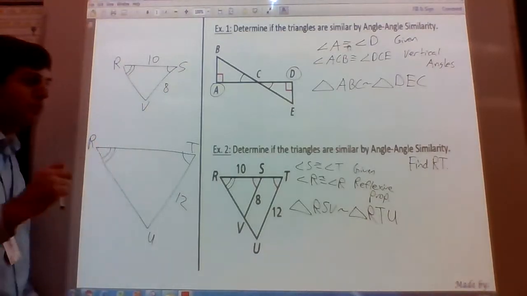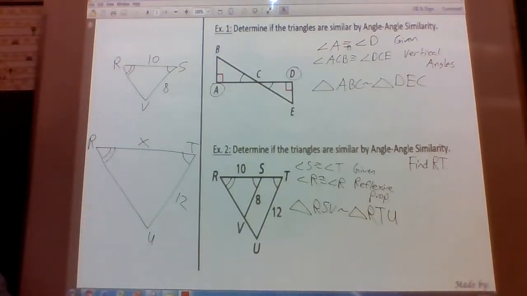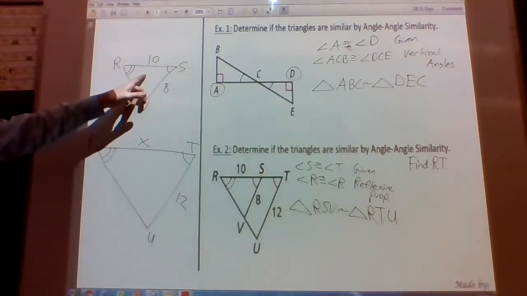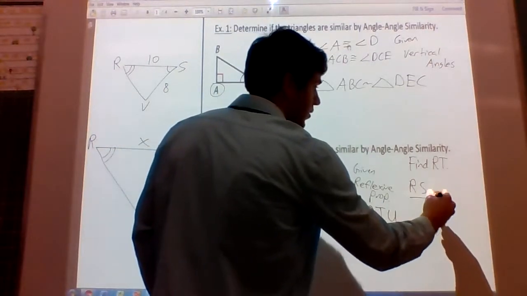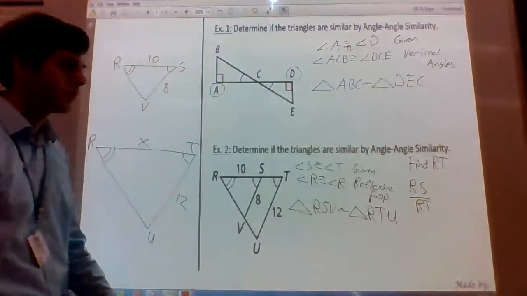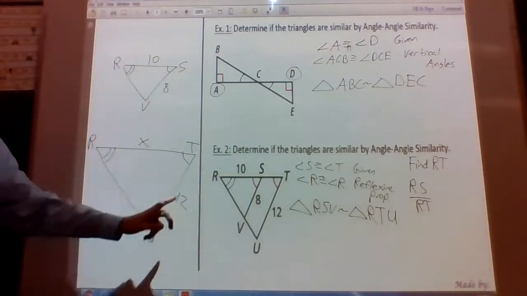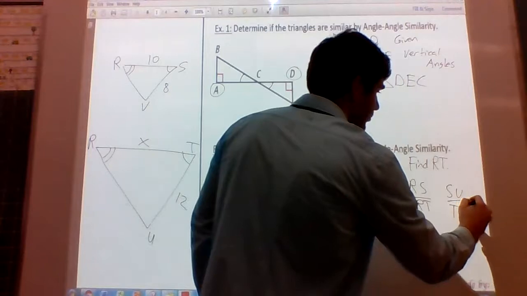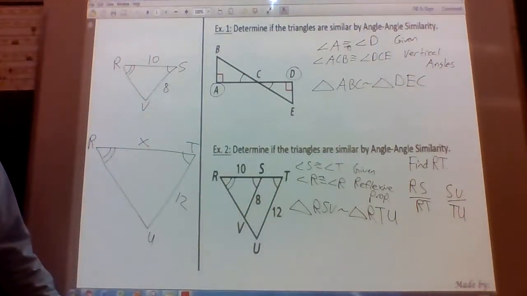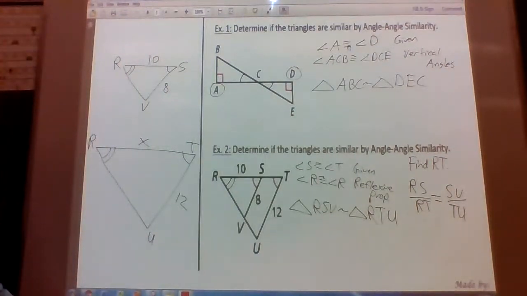So let's set up a proportion to solve for RT. First, let's call RT X. The value of RT we're going to call X. What side corresponds with RS? That's going to be RT. So our first ratio is going to be RS over RT. Our second ratio is going to be SV. What corresponds with SV? It's TU. Since the triangles are similar, the sides are proportional, so our ratios are going to be equal. So we have an equal sign there.